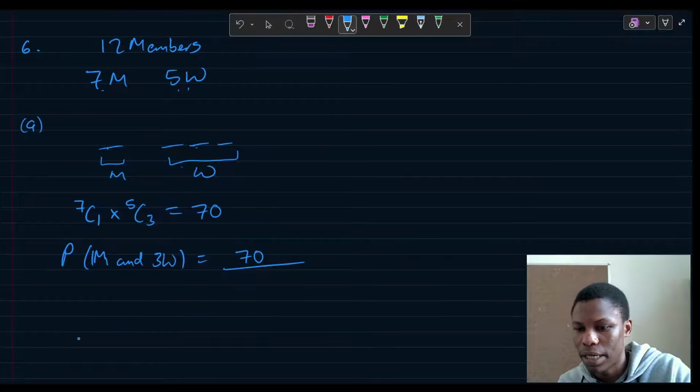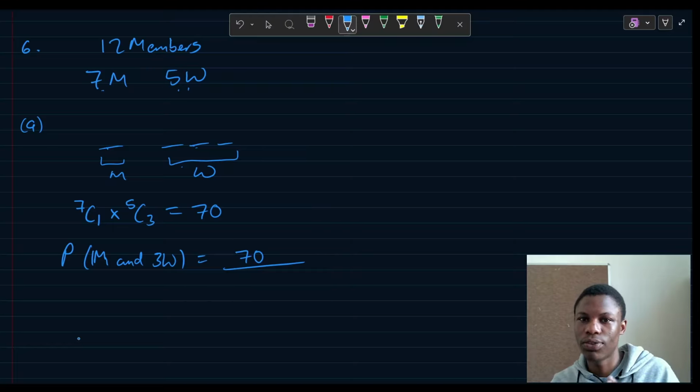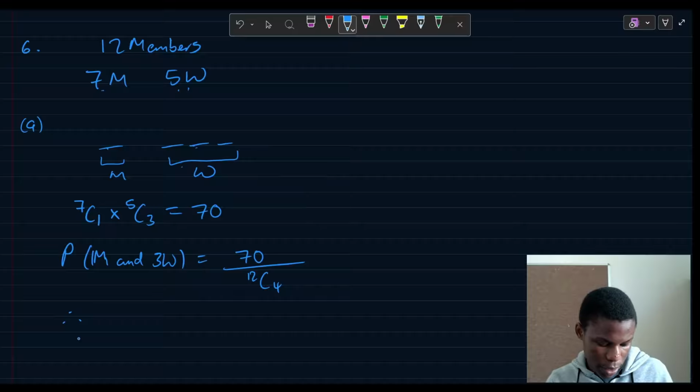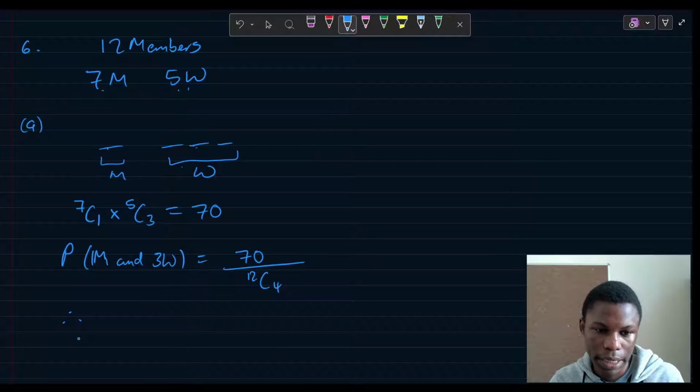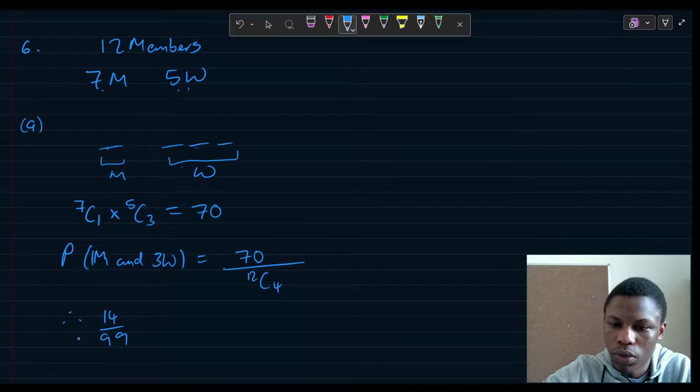So if we are not worried about the ratios of men and women, then we just look at these 7 men and 5 women as 12 people. And we're saying from the 12, we want to pick 4. Right, so this is over 12 choose 4. And so this ends up being 70 divided by 12 choose 4. That is 14 over 99. Let's go on to the next one.